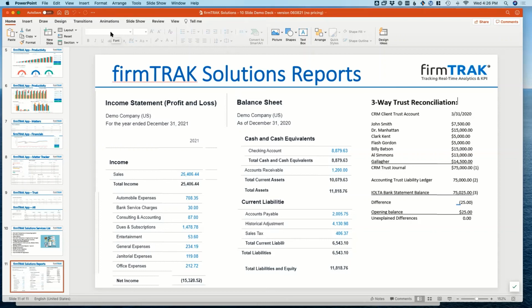This is something that is very important regarding compliance, and clients like to know if their money is being appropriately accounted for. These are some of the things that we can show.